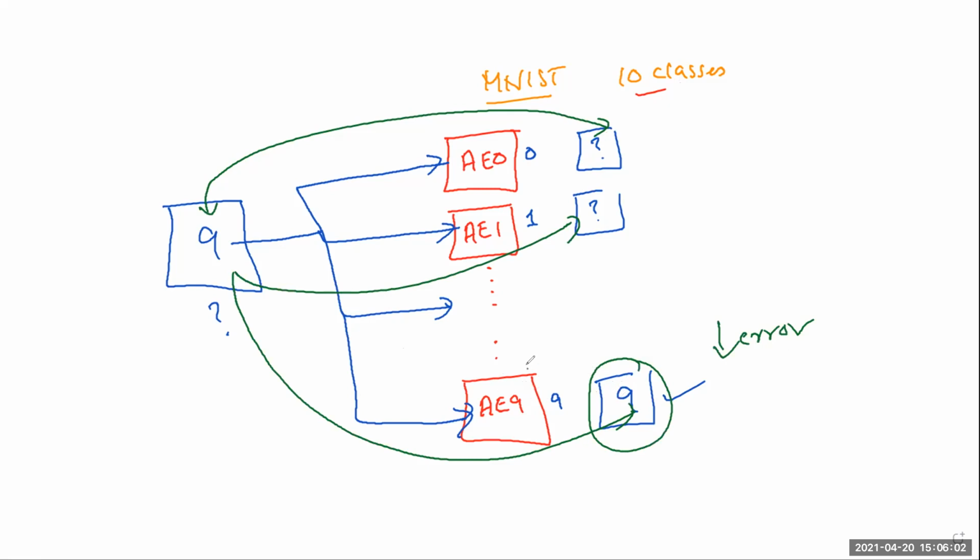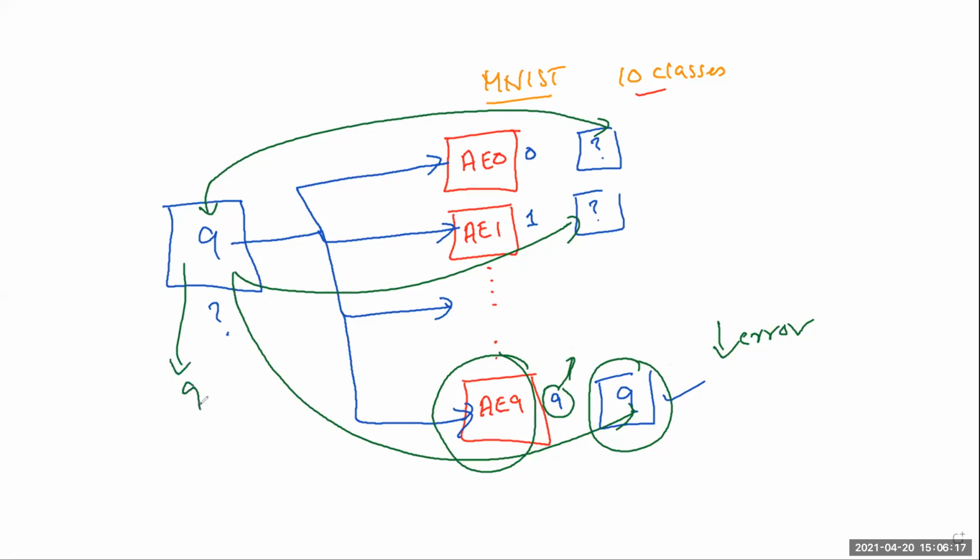So now you know, this is the autoencoder which produced the least error. And what is the label of this autoencoder? 9, because it was trained on images of 9. You have this information from training time. So you say the label of this image is 9.